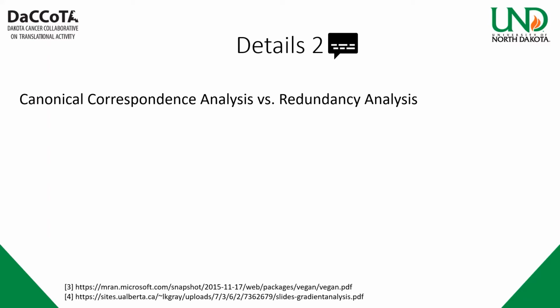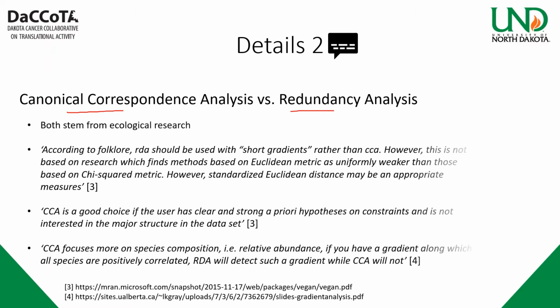So again, I talked to you about how close correspondence analysis was to redundancy analysis. So let's parse that out a bit. Both do stem from ecological resources, where you typically are looking at a bunch of Y variables, like abundance data of species, and then a bunch of X variables, a lot of times environmental variables, like pH, temperature, whatever. And so what makes these 2 different?